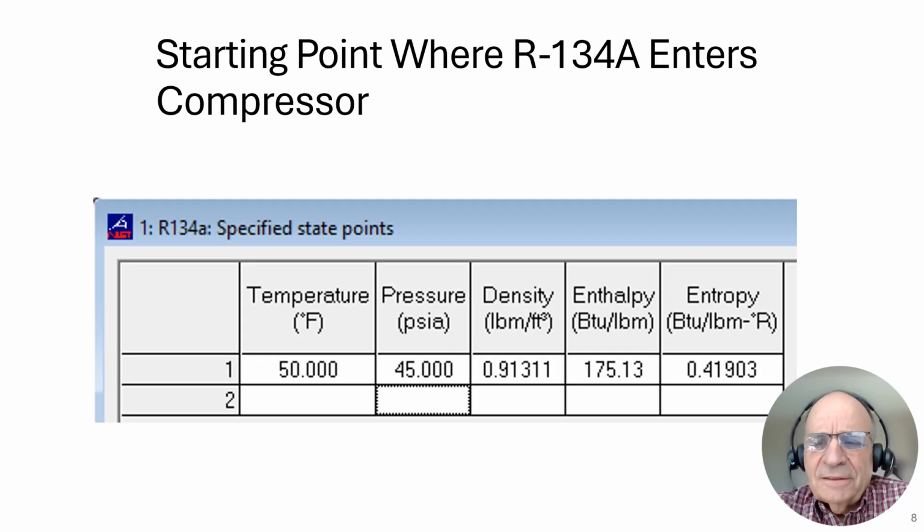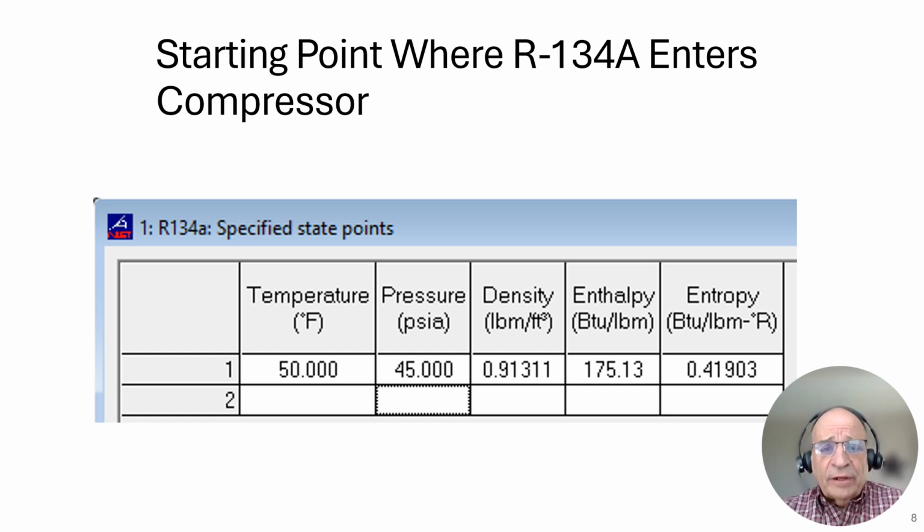So let us do an analysis of this car air conditioning system that uses 134A, refrigerant 134A. And you can use any thermodynamics program. I chose to use REFPROP, and that's made by NIST, the National Institute of Standards and Technology. It's a relatively inexpensive program that is very user-friendly.